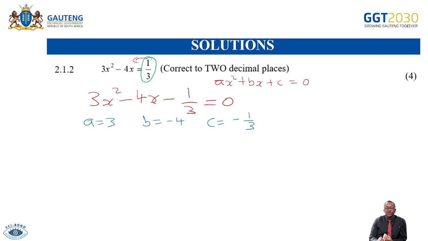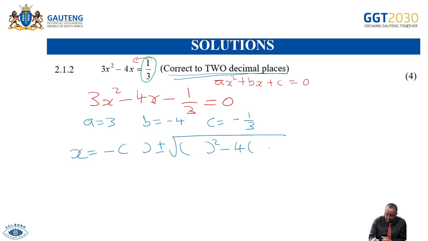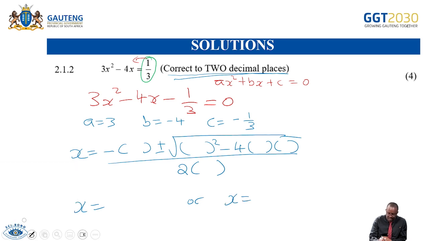With all being said, we know that we are going to use our quadratic formula, since they gave us a hint there: correct your answer to 2 decimal places. It means we cannot factorize this type of equation. What do we do now? We rewrite our quadratic formula. So x is going to be equal to... Then what do we do now?